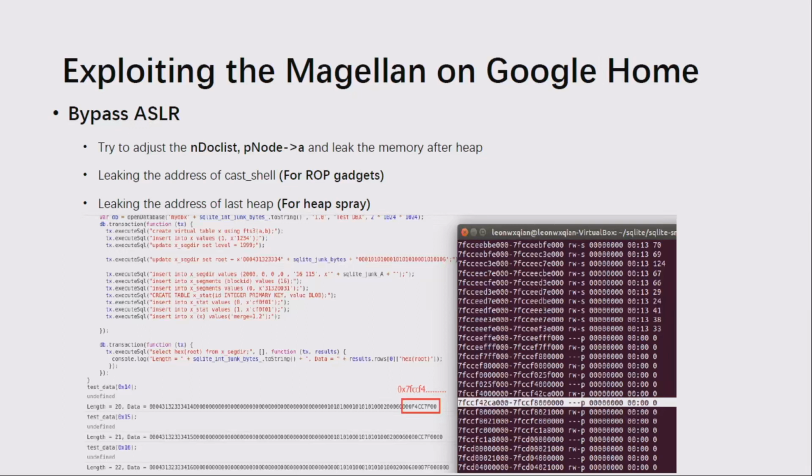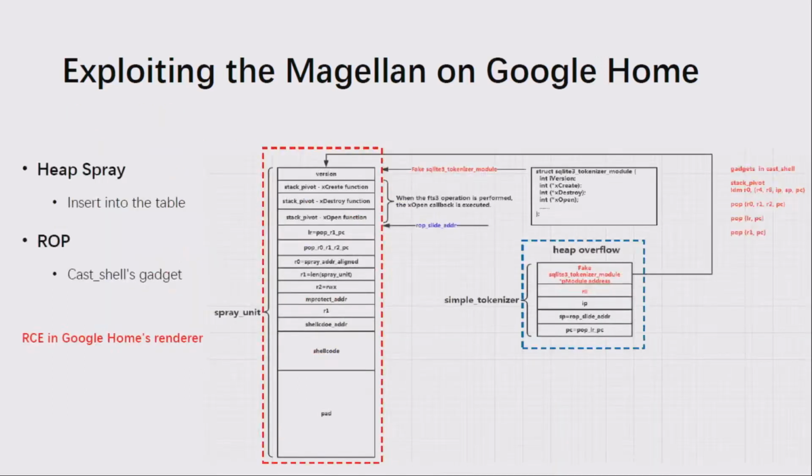As the previous sections also introduced, we can try to adjust the heap and leak memory after the heap. We need to disclose the following two types of address. First, leaking the address of Chrome shell, based on this address and offsets, we calculate the required ROP gadgets. Second, leaking the address of the last heap, according to this address and offsets, we calculate the address of the heap spray. The last is the heap spray and ROP.